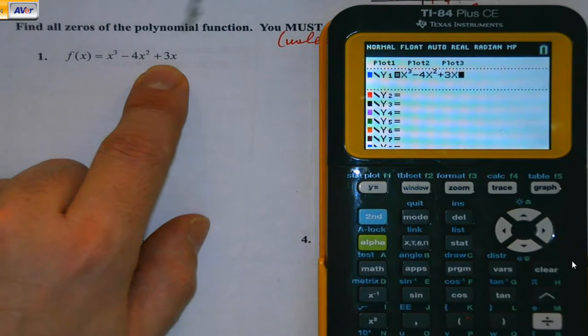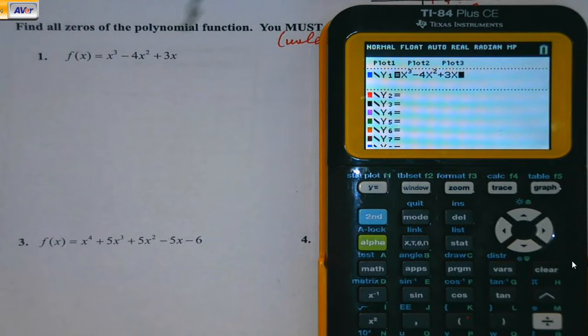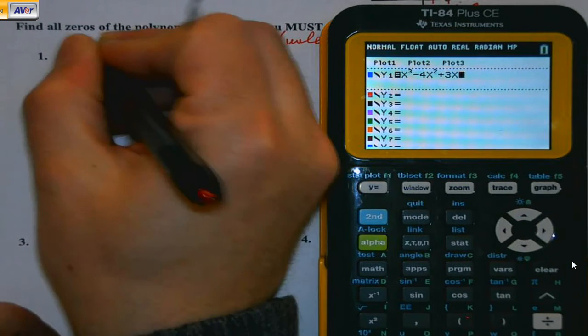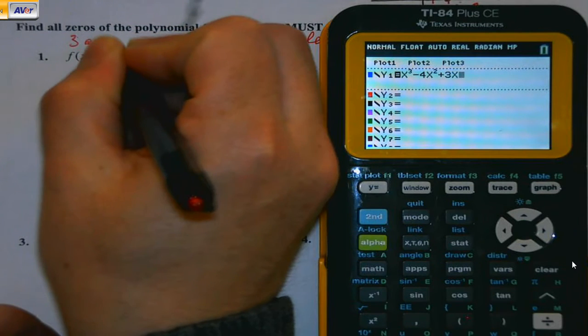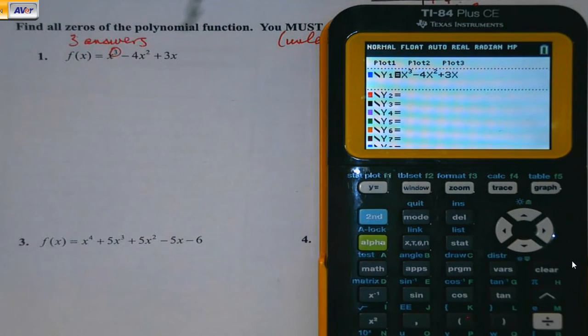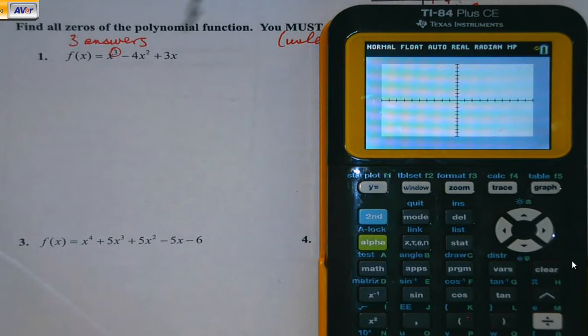And my 3x doesn't have one. I've got to make sure my signs are right and my exponents are right. Otherwise, I'm not going to get the right zeros. So I'm going to take a look at the picture first. I'm going to be like, okay, there are going to be 3 answers. So what I'm hoping for when I look at the picture is that I see it's crossing at 3 spots, because that's going to make my life easier. All right.